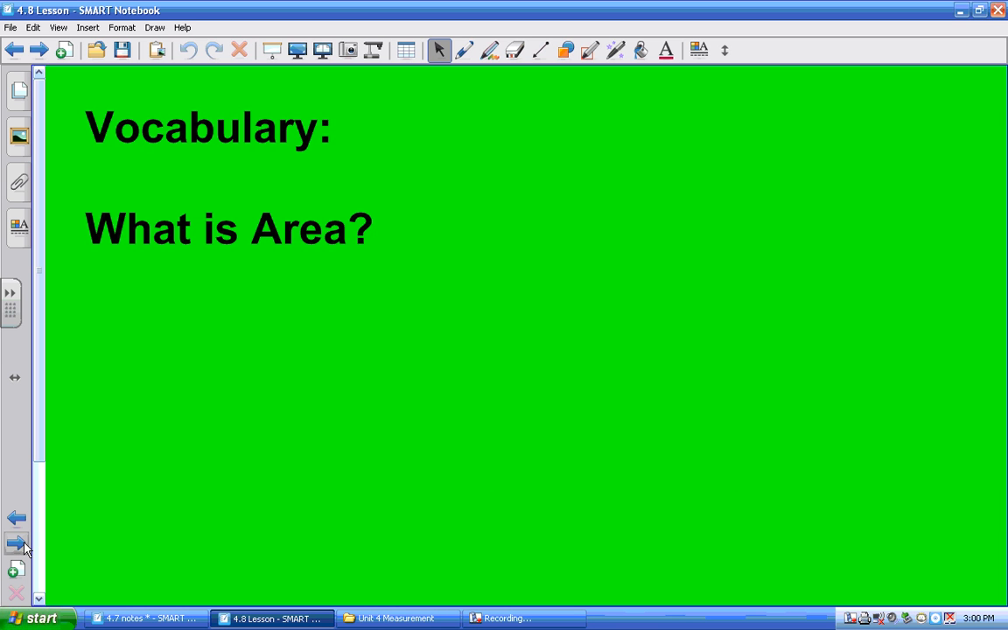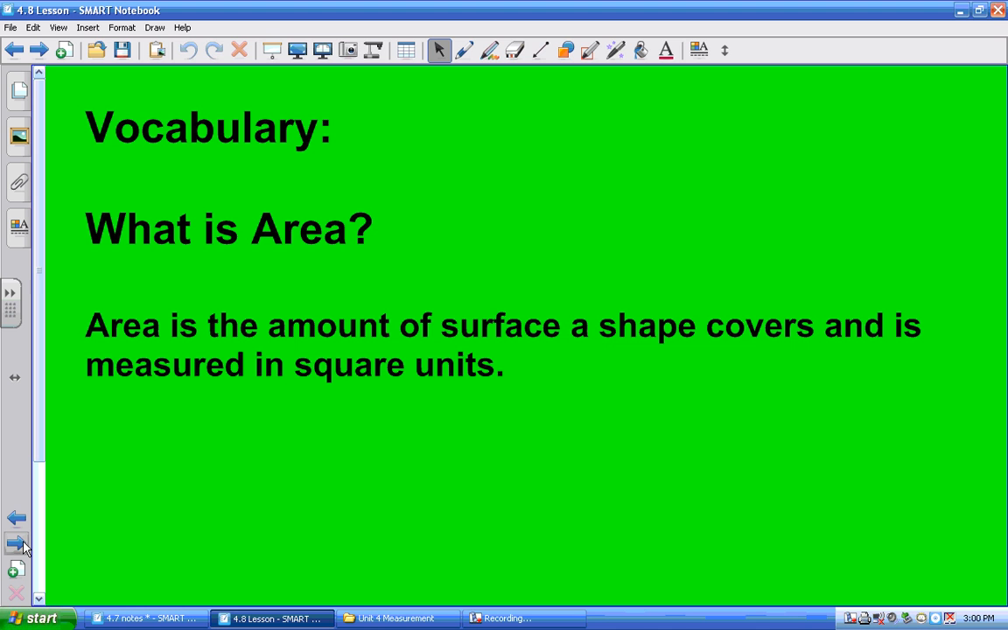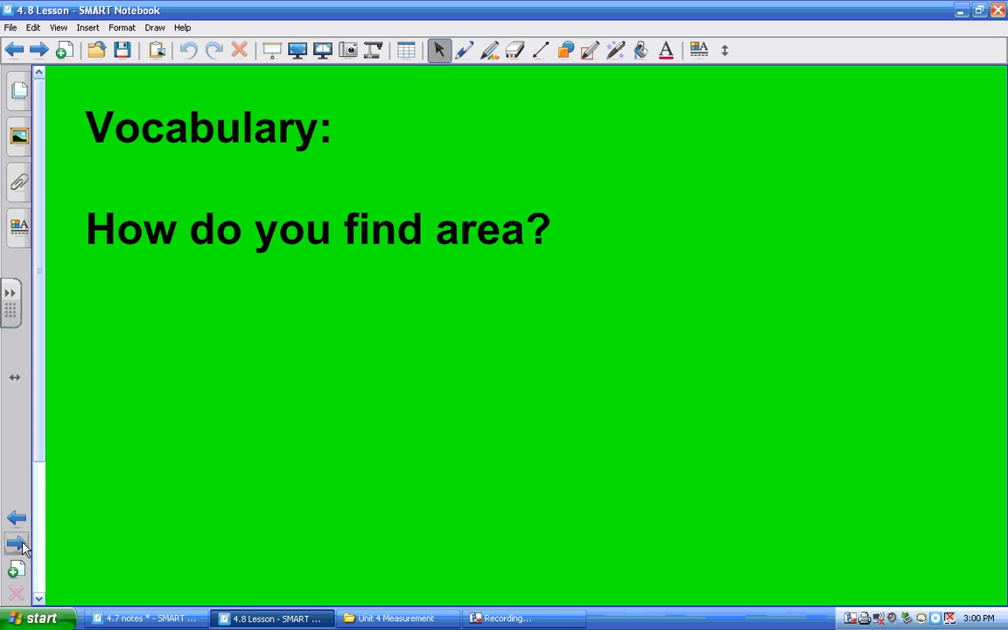So, talk about some of the vocabulary. You're going to know what is area. Again, you should know this. This is something I want you to know when someone asks you. So there's a good chance this is going to be on a quiz coming up. What is area? It's the amount of surface a shape covers and is measured in square units.